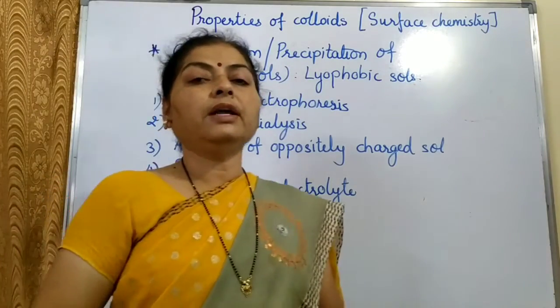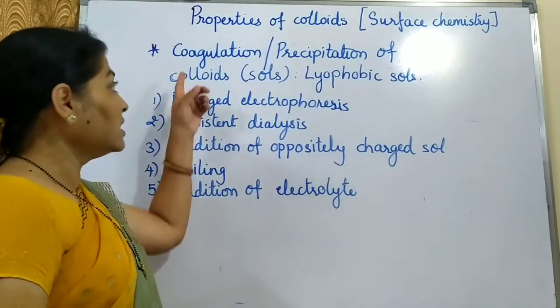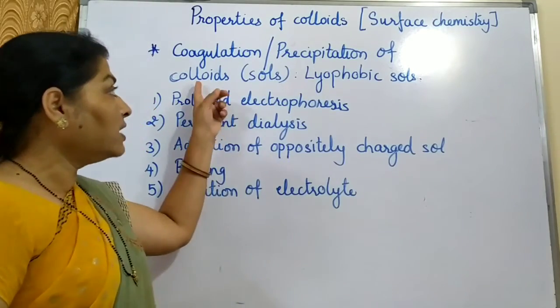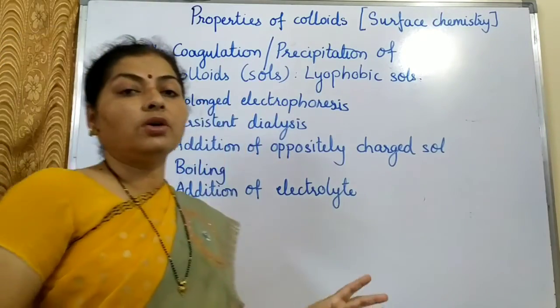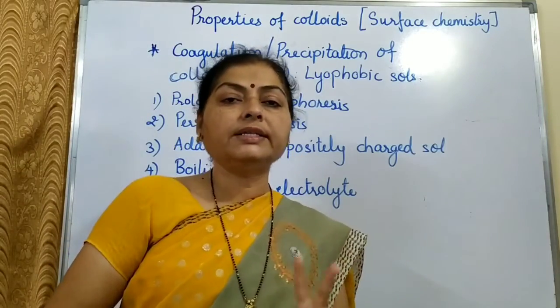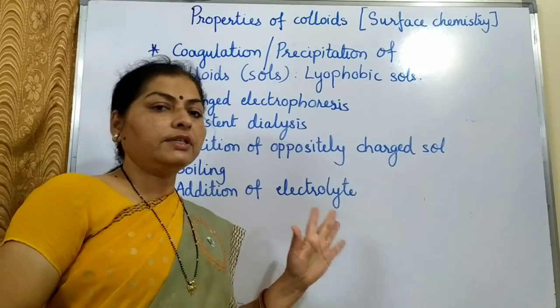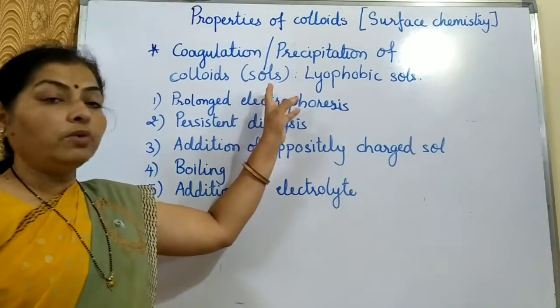The next property of colloidal solutions is coagulation or precipitation of the colloids. Now when we are speaking about colloids here, it means sols. We have only two types of colloids in that chapter. One is sol and the other is emulsion. Emulsion we have not started yet. So we are speaking only about sols.